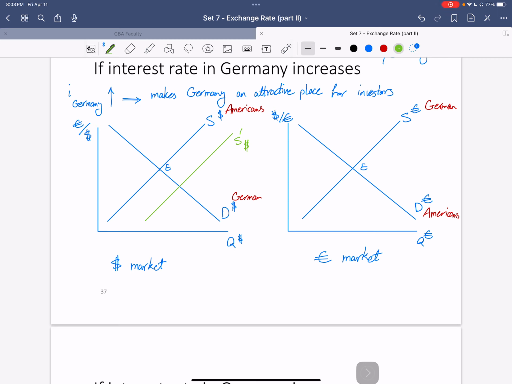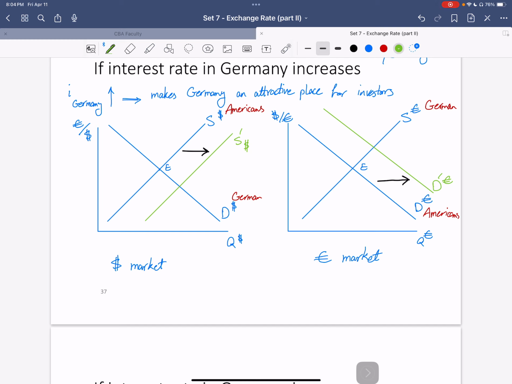In the third step, we want to find out the direction of change. Let's start with the decision of Americans. Americans are going to demand more euros because they want to invest in Europe, in Germany, and to buy those euros, this demand for euro is going to shift to the right. And at the same time, these Americans are providing dollars in the market. So the dollar supply will shift to the right as well.